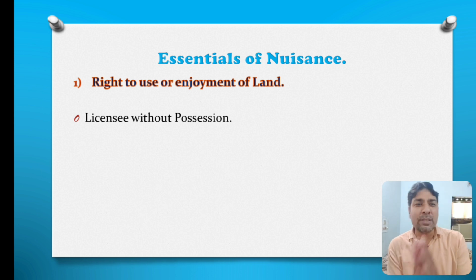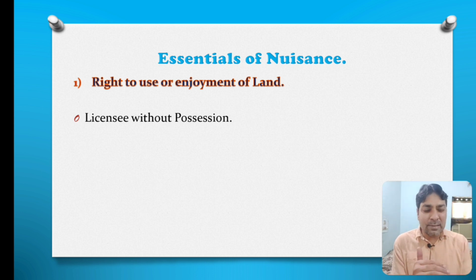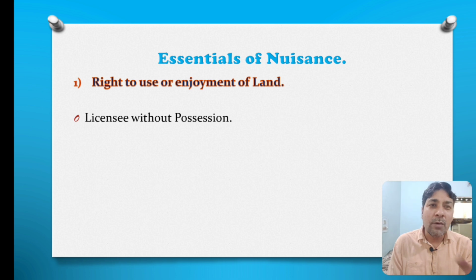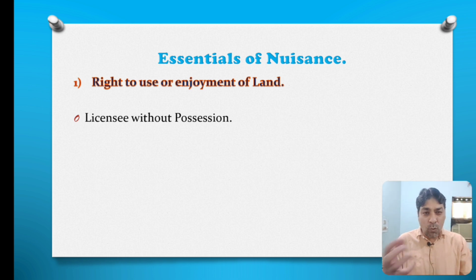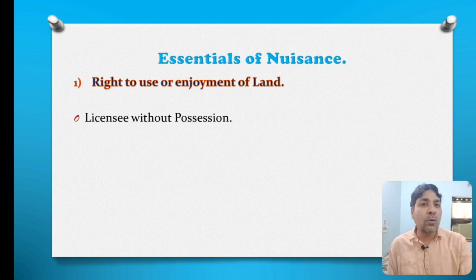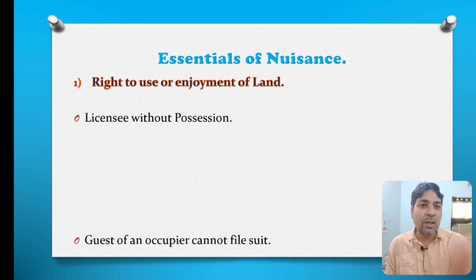Licensee without possession. Suppose by license a person has authority to enter upon a certain place, but the licensee doesn't have possession, and the person who doesn't have possession will not be entitled to file a suit for the tort of nuisance. Only the person who has possession is entitled to file a suit, because only the person who has possession has a right to use or enjoyment of land. So a licensee having no possession will not be entitled to file a suit for the tort of nuisance, because he cannot prove the first essential, that is, the right to use or enjoyment of land.